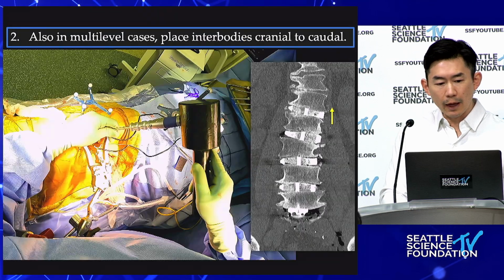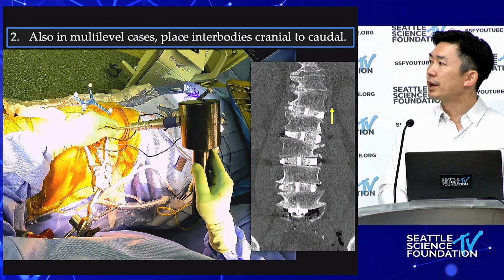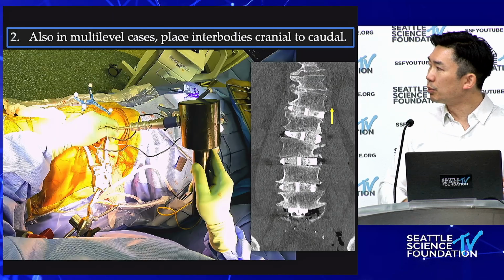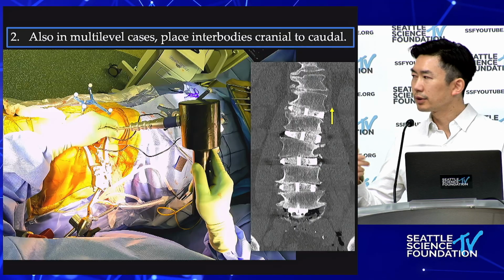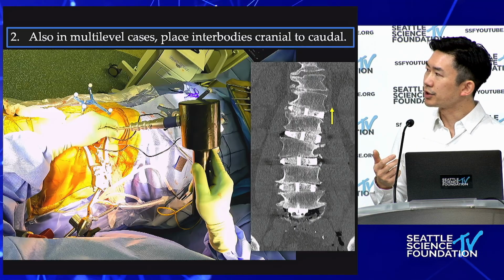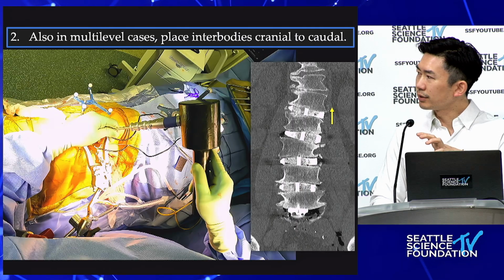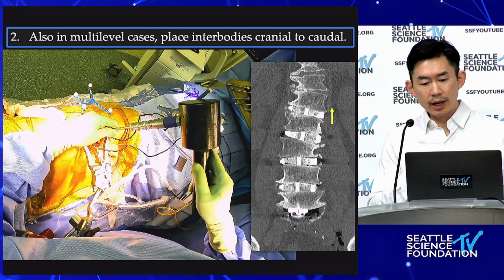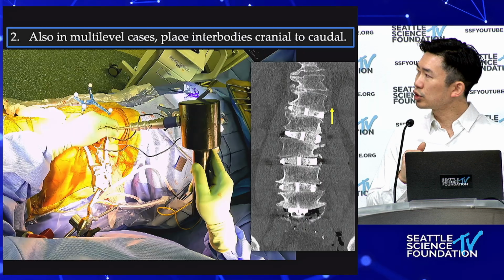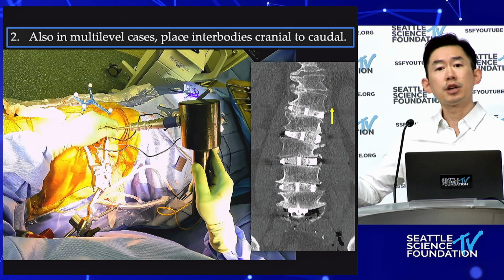Tip number 2, also in multi-level cases, place inner bodies cranial to caudal. So, I used to do multi-level cases from the bottom up, because I would do the 5-1 ALIF, that's the most difficult. Then I would do the 4-5 OLIF, which is a little bit odd because you're oblique. And so I'd do the hardest level and go higher. And so it was a change. But in this way, I was not quite sure if I ever believed that the spine moved up until I saw it with my own eyes.